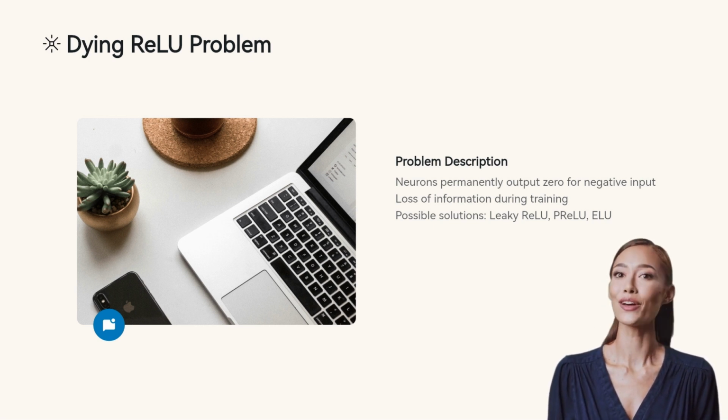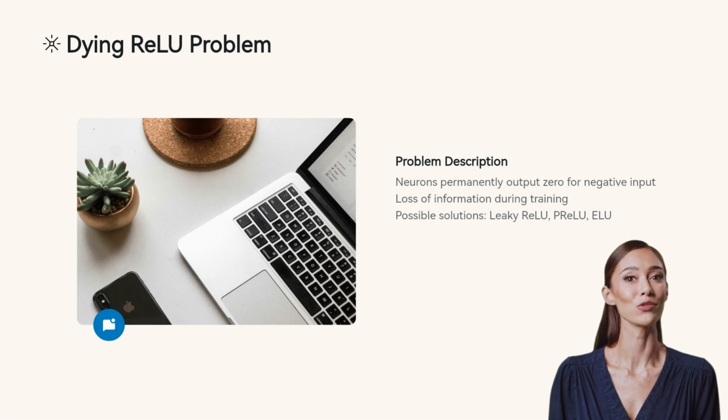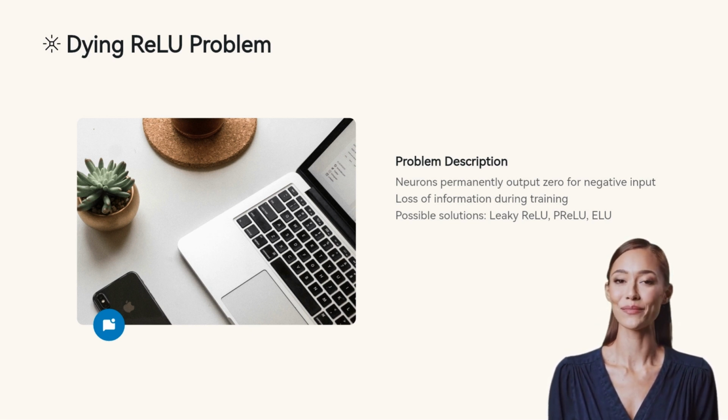The leaky ReLU allows a small slope for negative inputs, ensuring that neurons never become entirely inactive. Parametric ReLU extends this idea by allowing the slope to be learned during training. ELU, the exponential linear unit, is another alternative that maintains a non-zero output for negative inputs, helping to mitigate the problem while still maintaining the advantages of ReLU.